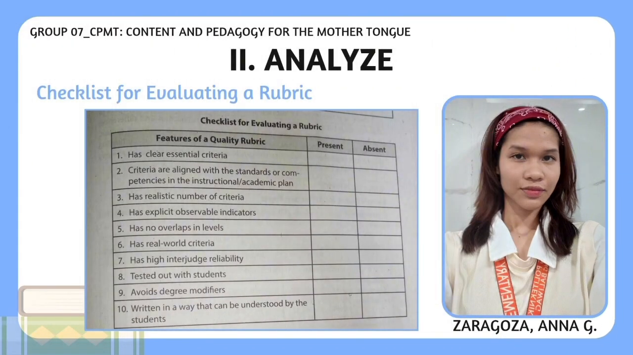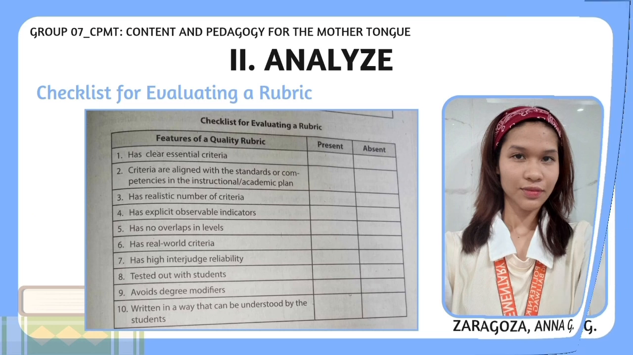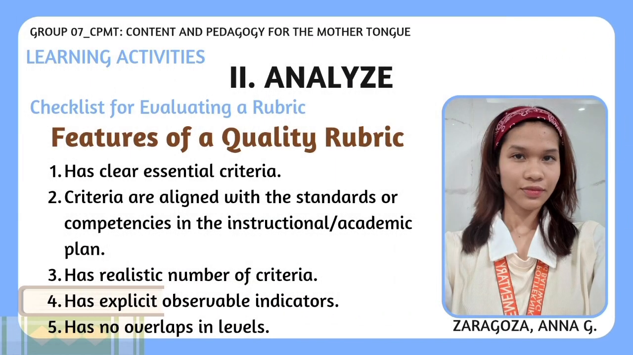So now, having this knowledge, let's proceed to the checklist for evaluating a rubric. It has 10 features of a quality rubric. First is a rubric has a clear, essential criteria. This means that the rubric clearly defines what is expected of the students in terms of performance or achievement.